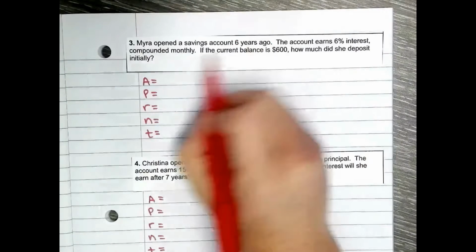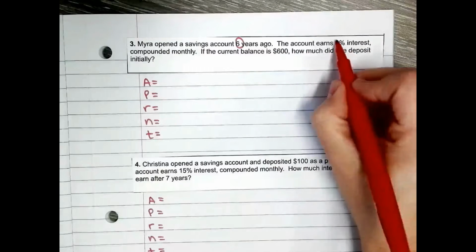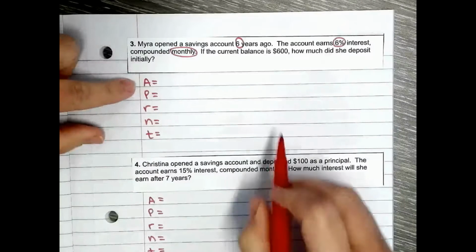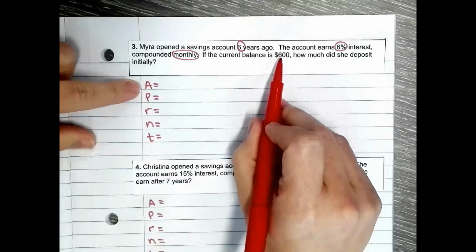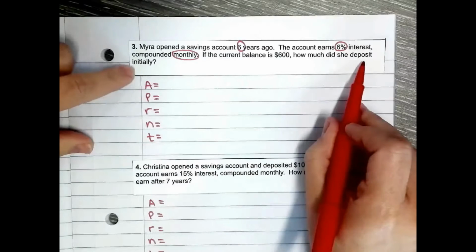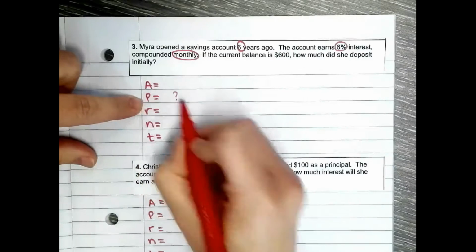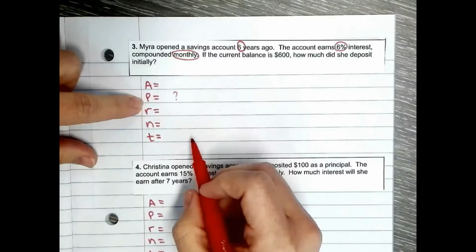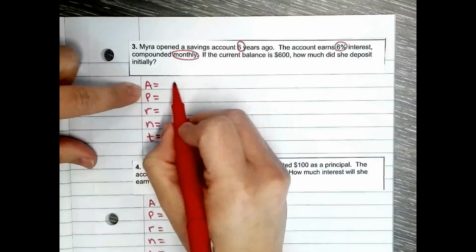So she opened a savings account 6 years ago. The account earned 6% interest, compounded monthly. If the current balance is $600, you need to ask yourself, is this P? Is this A? So how much did she deposit initially? So deposit initially, that's the principal that we're looking for. The account balance is 600.